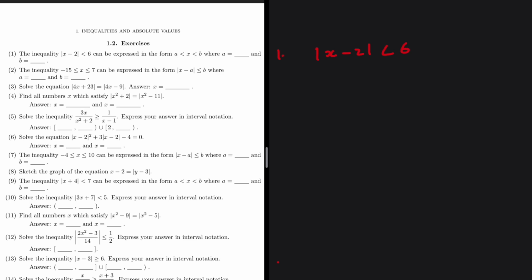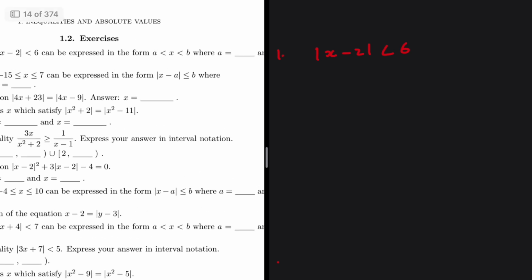And we are saying that it can be expressed in the form x is between a and b, where a and b are equal to. So we are looking for the values of a and b if we express the absolute value of x minus 2 less than 6 in this form.